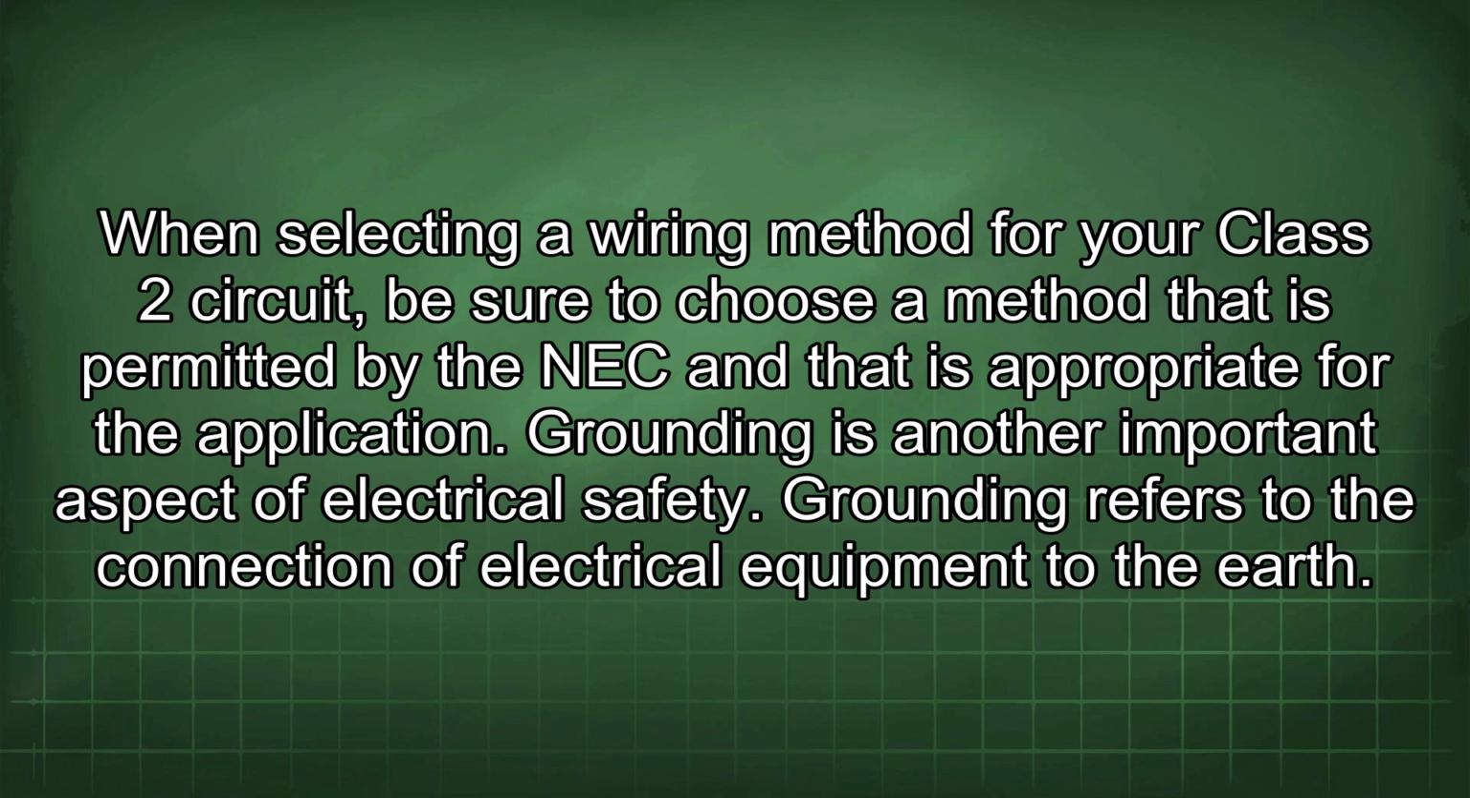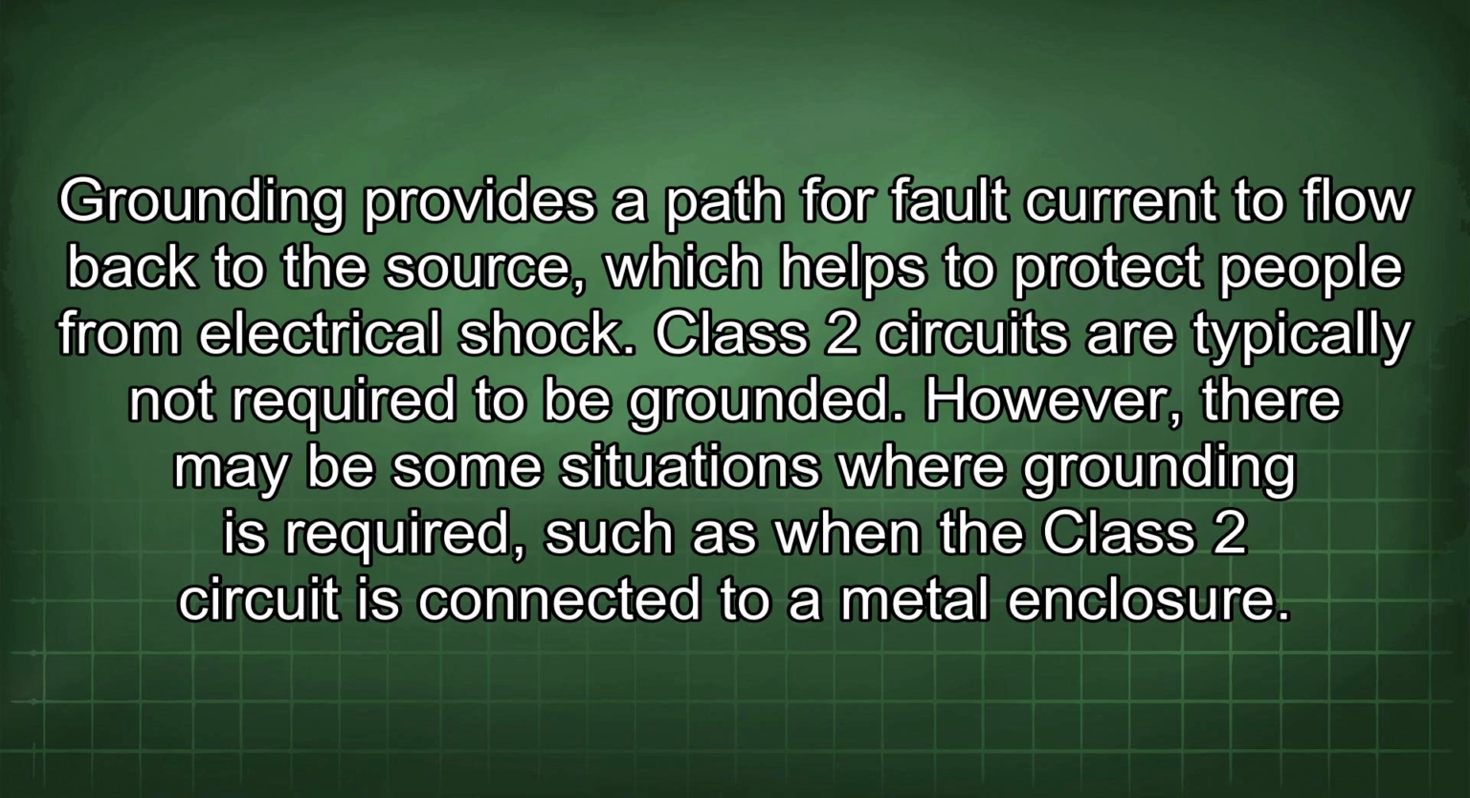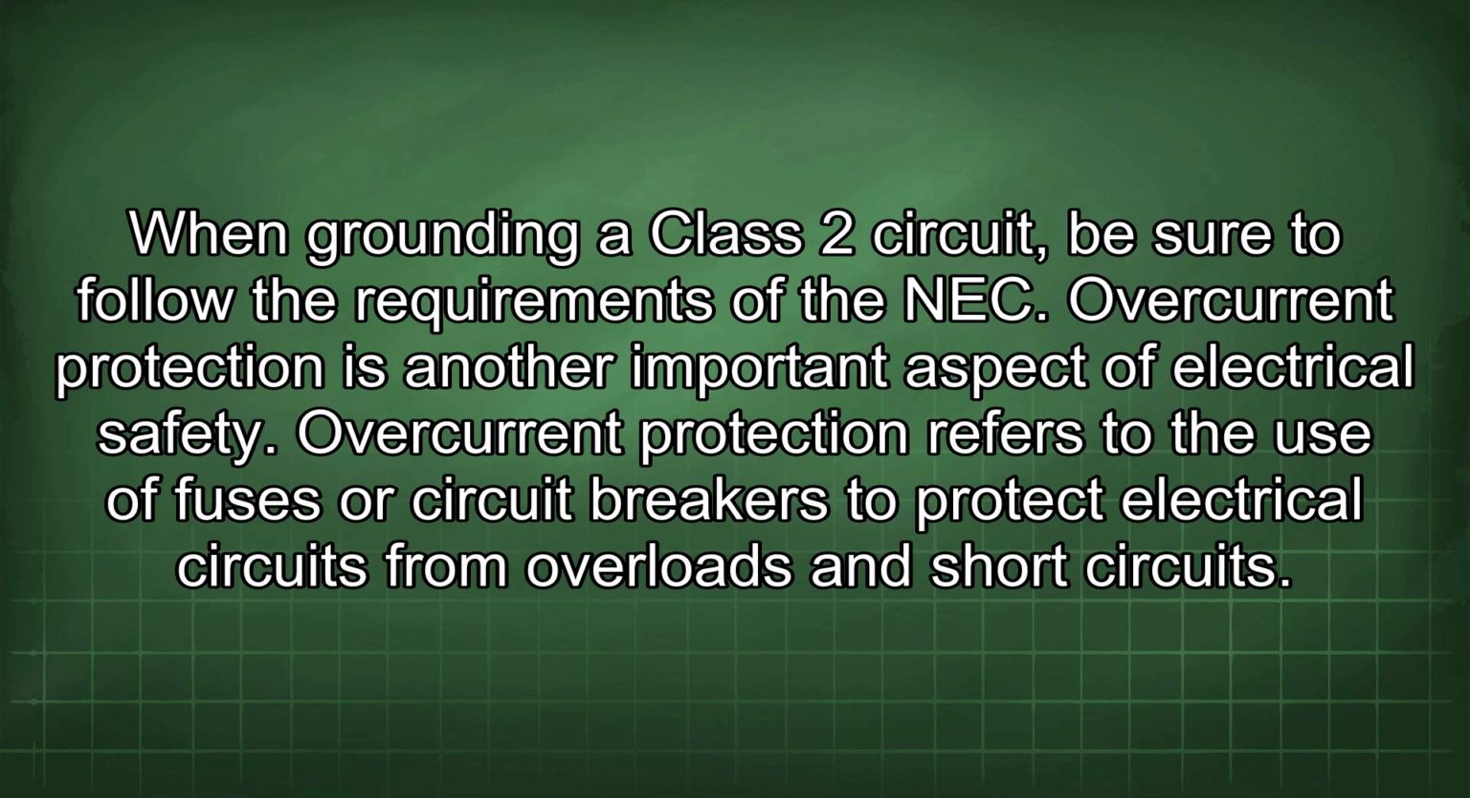Grounding is another important aspect of electrical safety. Grounding refers to the connection of electrical equipment to the earth. Grounding provides a path for fault current to flow back to the source, which helps to protect people from electrical shock. Class 2 circuits are typically not required to be grounded. However, there may be some situations where grounding is required, such as when the Class 2 circuit is connected to a metal enclosure. When grounding a Class 2 circuit, be sure to follow the requirements of the NEC.